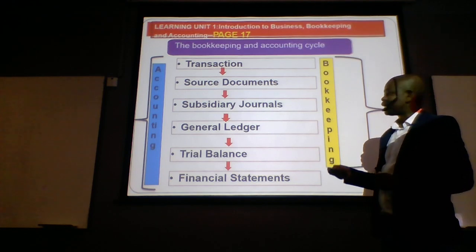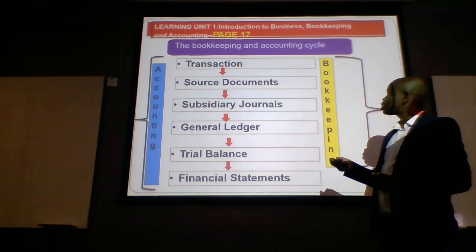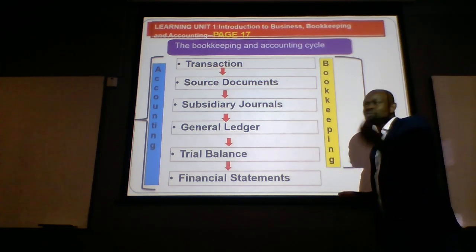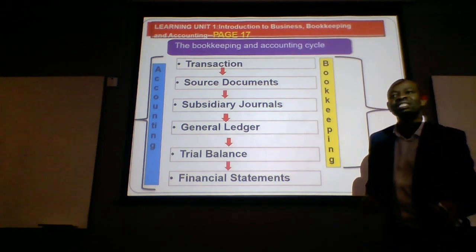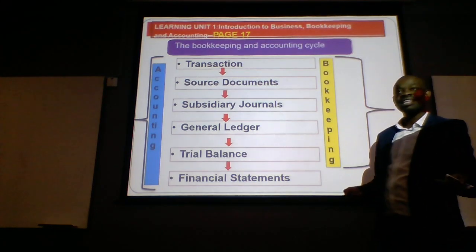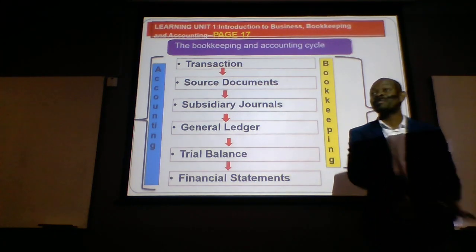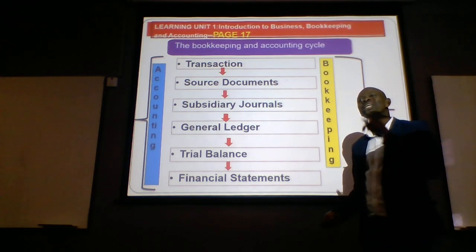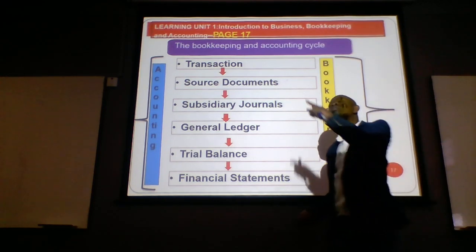Remember, those source documents come from various transactions. And transactions do not behave the same. Sometimes we buy for cash, sometimes we sell for cash, sometimes we buy on credit, sometimes we sell on credit, sometimes we write off, sometimes we depreciate. Those transactions are not the same. We need specific books for those transactions.